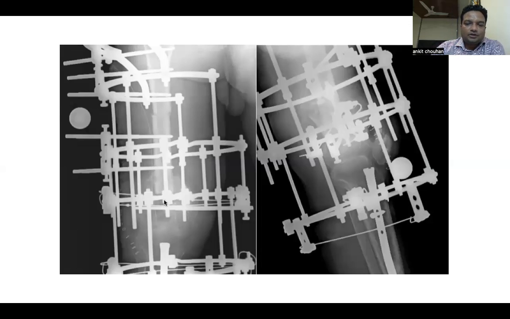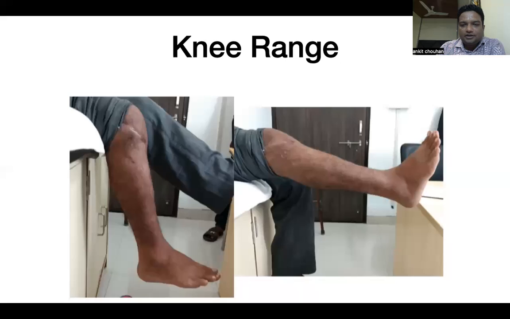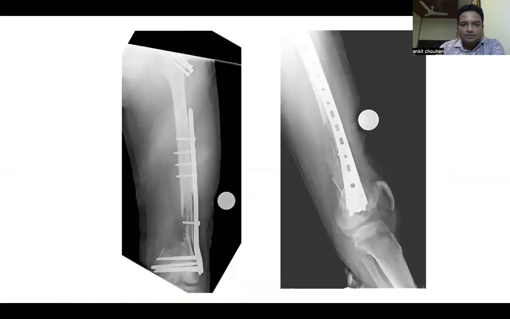The docking was checked on table in relation to the alignment. It was found to be okay in both AP and lateral views. And gradually the distraction was completed to gain equal limb length. After femur frame removal, a long plate was applied to protect the regenerate and the union site. And the end result was a good functional range, solid union, and equal limb length.